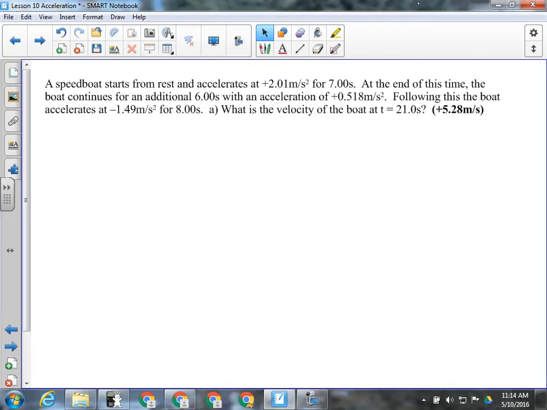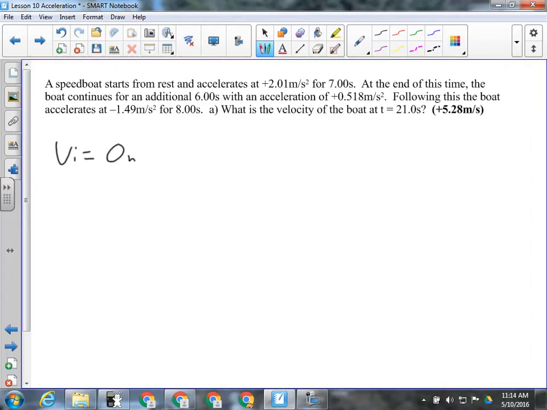Okay, so we got a request here for number 21. And number 21 is another example of a multi-part question. What ends up happening here, guys, is you do a calculation for part 1, and you use one of the answers from part 1 as the start for part 2. So we got to read the question carefully and make sure that we're getting all the information where it needs to go. So it says here first off that it starts from rest.